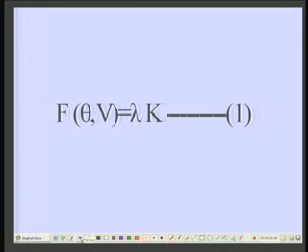The load flow equations can be formulated in this fashion: f(theta, v) = lambda k, where f is a nonlinear function of theta and v. It means f(theta, v) = lambda k represents the set of nonlinear algebraic equations. Here f is in general a function, and this equation is actually a vector equation. A large number of equations are there, a vector equation.